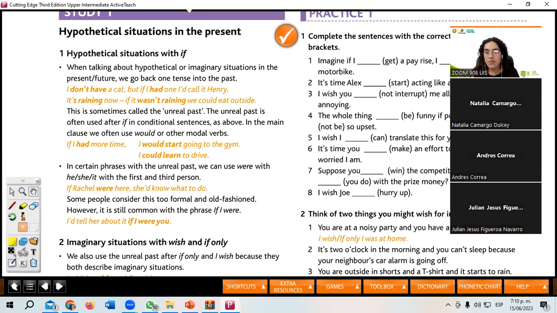Okay, so what is the name for this? The name is the unreal past. It's like something that we wish happened, but that it didn't happen, okay? So this is why we call it the unreal past.